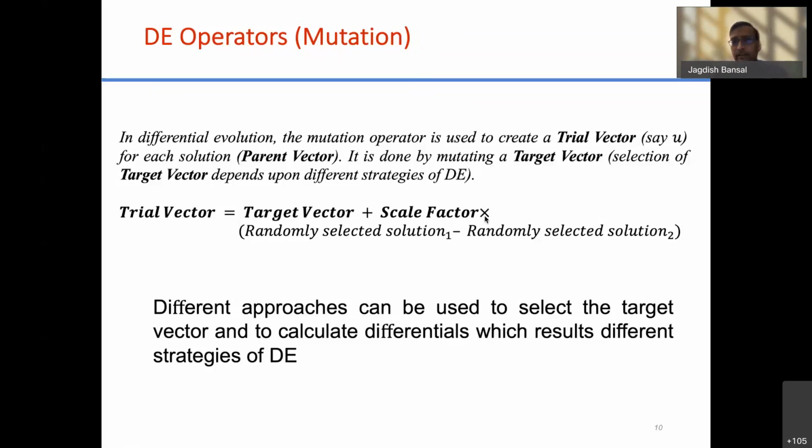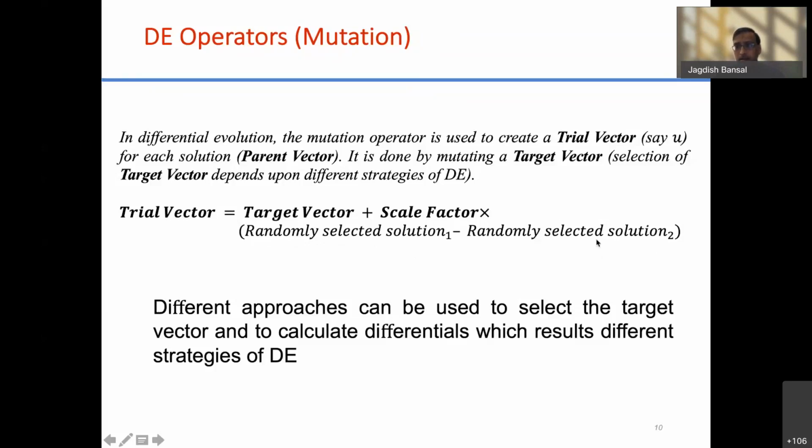So this is scale factor F. This is a user parameter. This is just to give the weight, how much weight to be given to this term. This term is the difference of the two vectors, the first vector and the second vector.